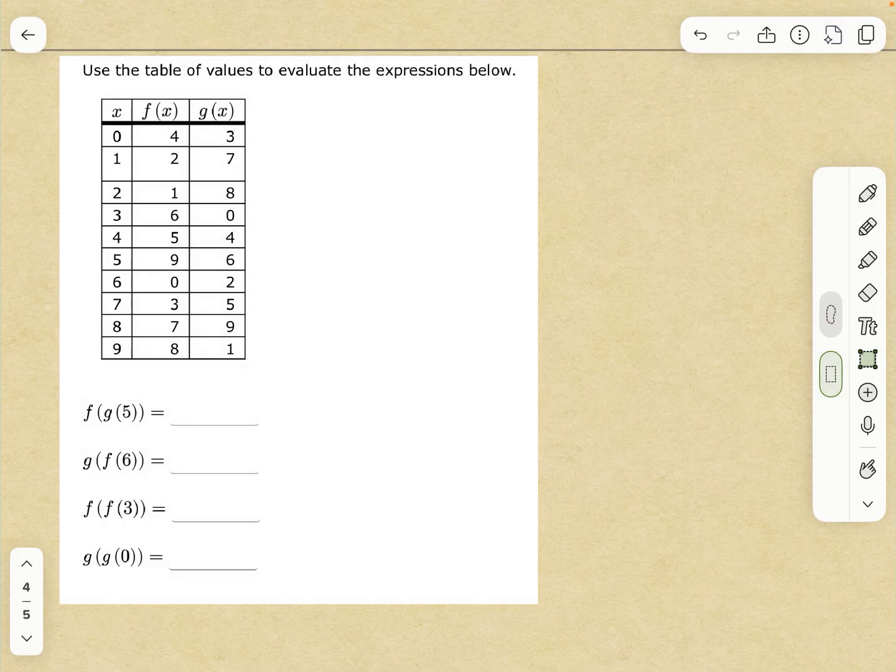This problem gives us a table of values and asks us to evaluate the composition of functions. So for the first question, it asks for f of g of 5. First we need to know what g of 5 is.